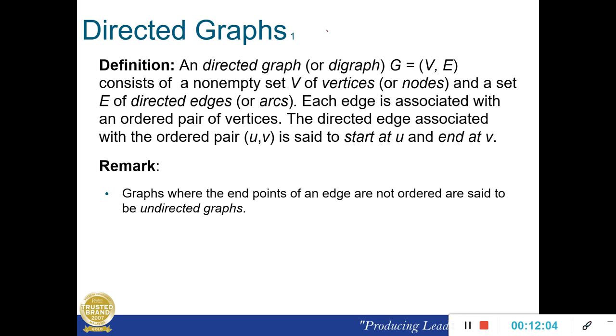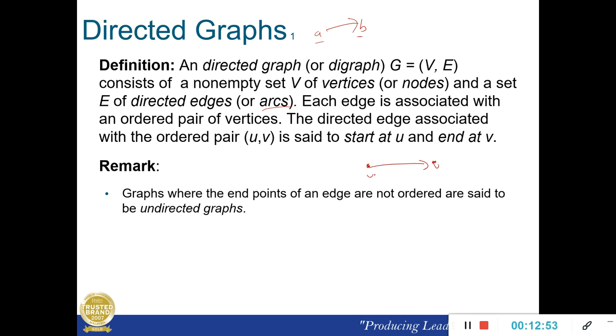So directed graph, now you have an arrow from A to B. So the direction is A to B, there's no way from B to A. A directed graph, or digraph as we call it, G, is a graph with a set of vertices V and edges E, consisting of a non-empty set V of vertices or nodes and a set E of directed edges or arcs. Some textbooks call them arcs. Each edge is associated with an ordered pair of vertices. The directed edge is associated with the ordered pair (u, v), said to start at u and end at v. So this is a directed graph.